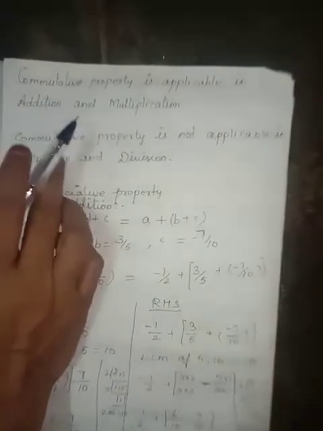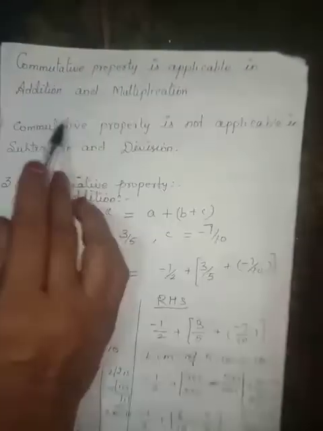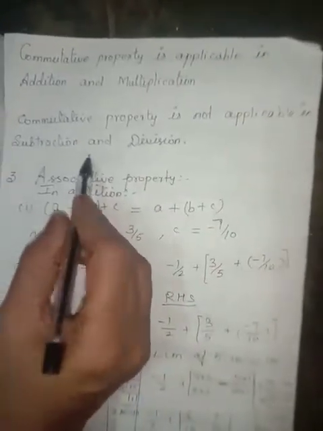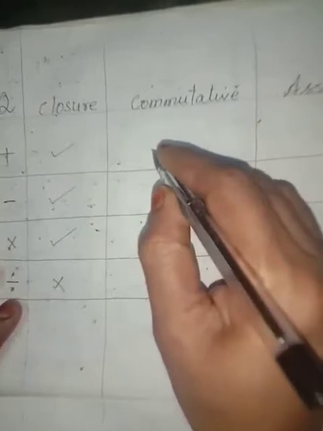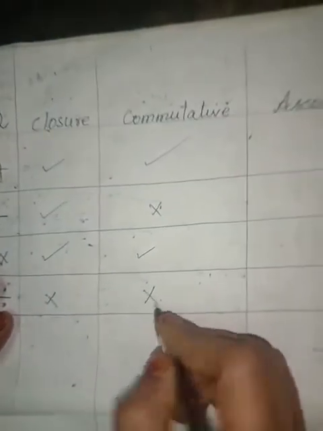From this, we say that commutative property is applicable in addition and multiplication, and commutative property is not applicable in subtraction and division. From this, we come to the conclusion, commutative property is satisfied under addition and multiplication. It's not applicable in subtraction and division.